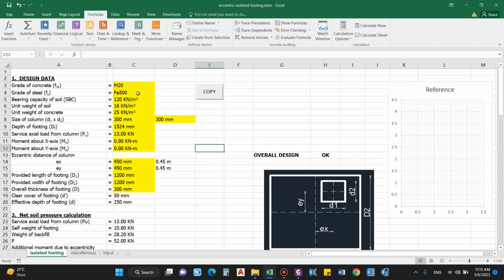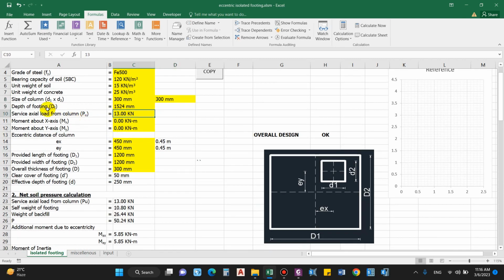We'll be considering M20 grade of concrete, steel Fe 500, and bearing capacity of soil, let us assume to be 120, followed by unit weight of soil 16 kN/m³, or we can also go for 15, that is the dry unit weight of soil, and unit weight of concrete 25. Size of column, in this case it will be a pedestal, so let us assume that it is 300 by 300. Depth of footing, generally minimum 5 feet is provided as the depth of footing, that will be 1524 mm. Service axial load from column is 13 kN.